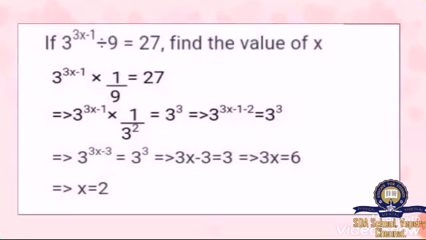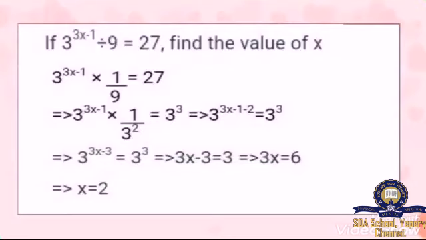So when we consider divided into multiply, the number will be the reciprocal, and we get 1 divided by 9. So 3 to the power 3x minus 1 into 1 by 9 is equal to 27. Since we know that 3 square is 9, likewise 3 cube is 27, let us replace the terms. We get 3 to the power 3x minus 1 into 1 divided by 3 raised to the power 2 is equal to 3 raised to the power 3.